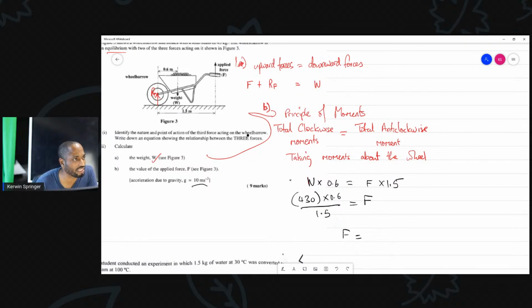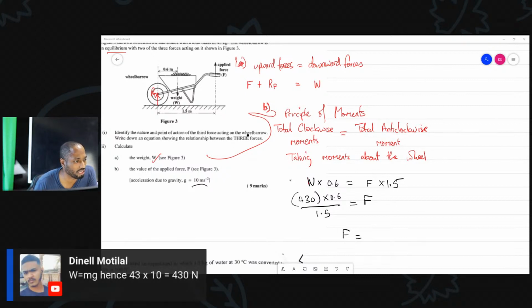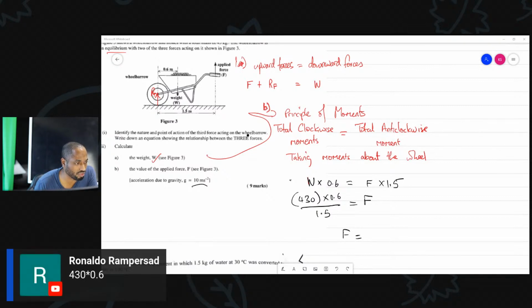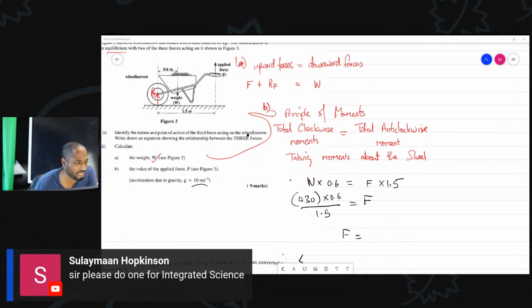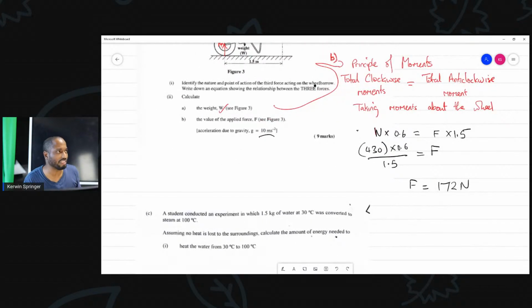Let me see what the chat's saying. 43 times 10, right, well done. Somebody is saying do one for integrated science. What's the answer for F? Remember, there's a micro delay. F is 172 newtons, and that's it. Well, at least that's what the person sent.